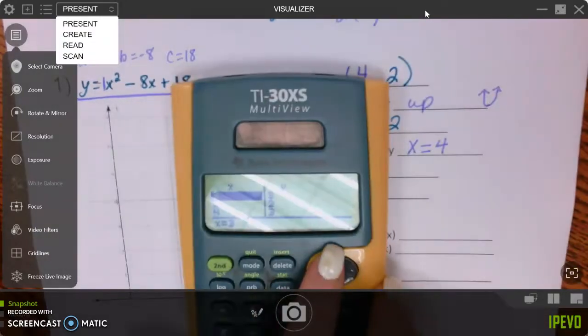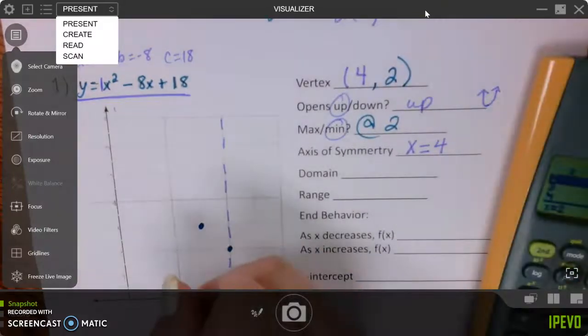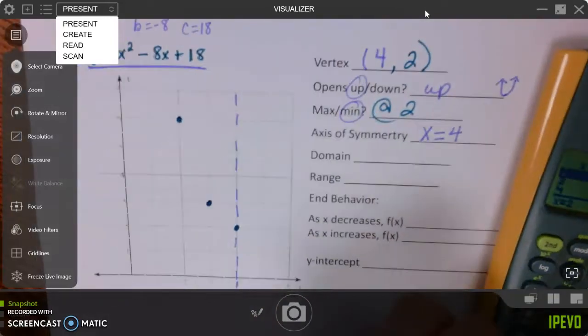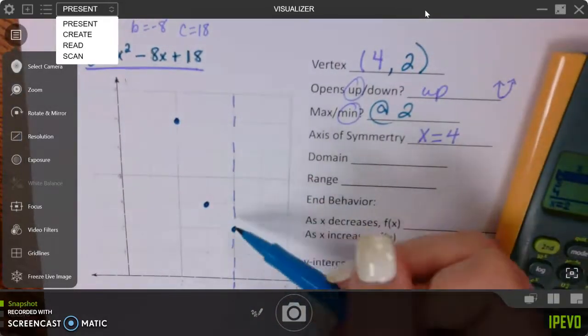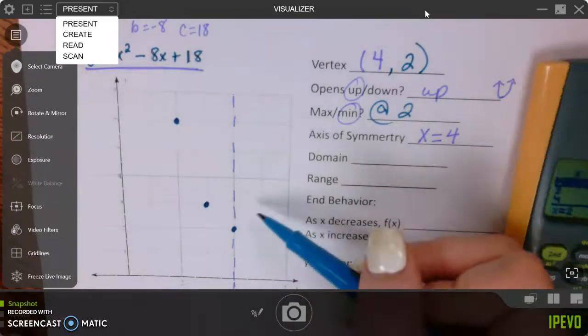And then another point, we keep going up. So that's going to be 2 and 6. So 2 up 6. And kind of a shortcut here, this is your axis of symmetry. So if we were 1 unit away on the left, you should have a point 1 unit away on the right.